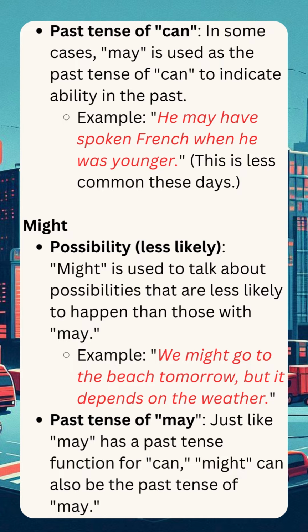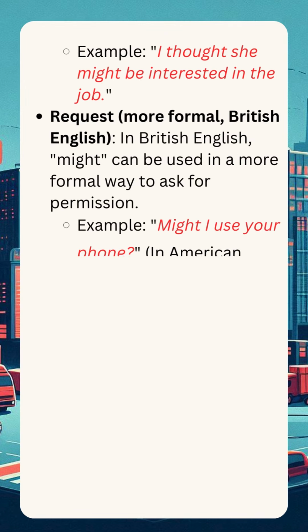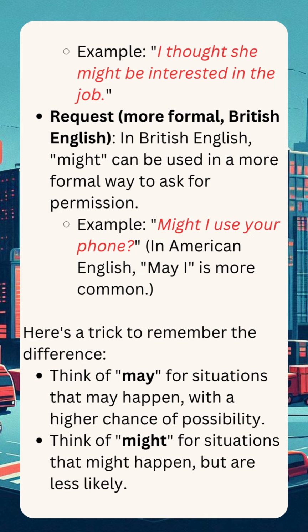Past tense of may. Just like may has a past tense function for can, might can also be the past tense of may. Example, I thought she might be interested in the job.